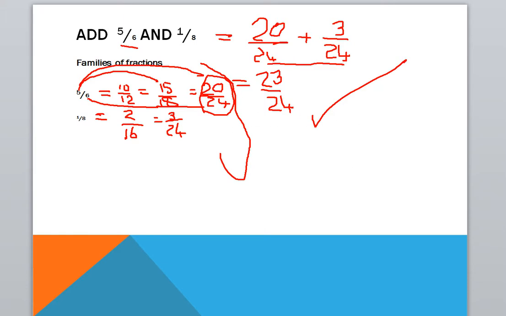And if you follow the rules for these, particularly when you're in an exam, it's easy marks. You should never get these wrong. Follow the rules, work out the families of fractions, and you will always get the right answer.